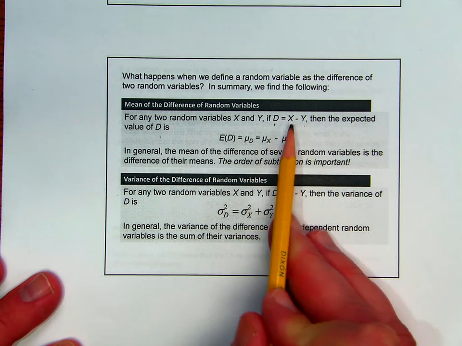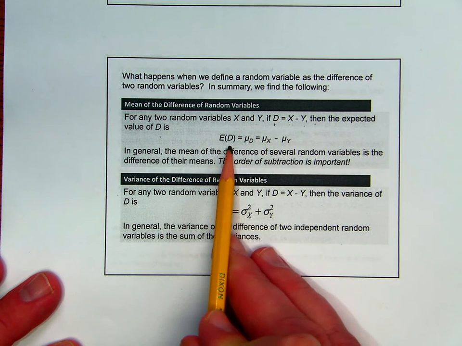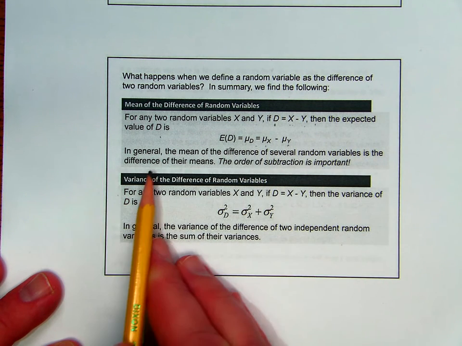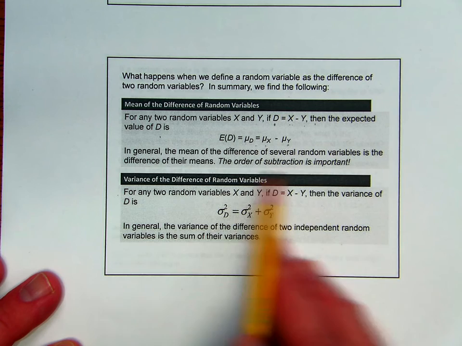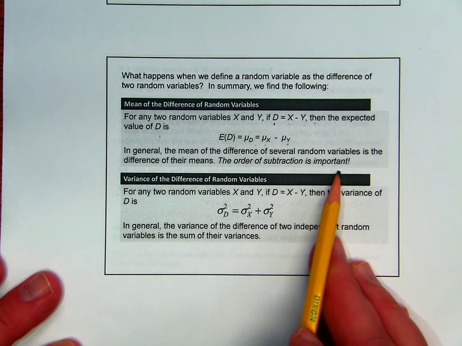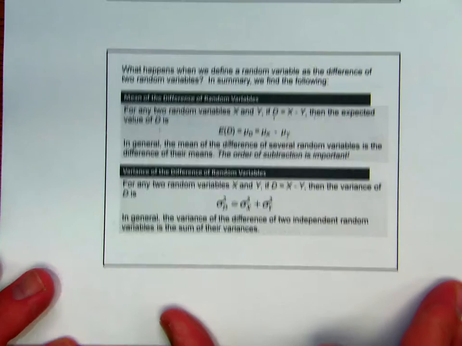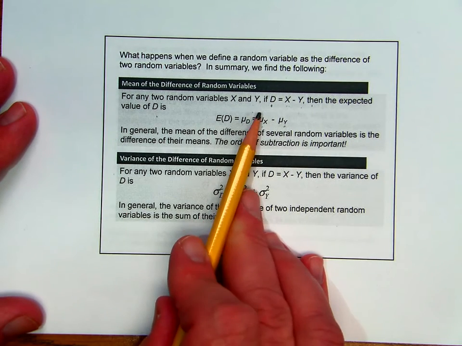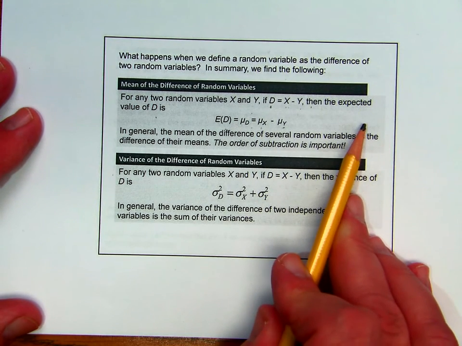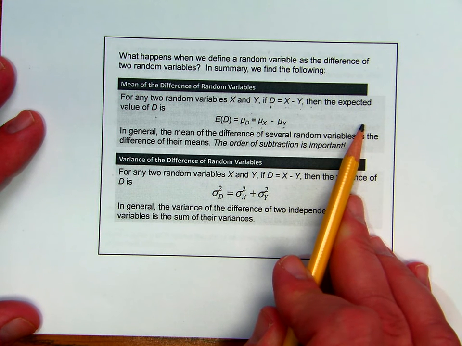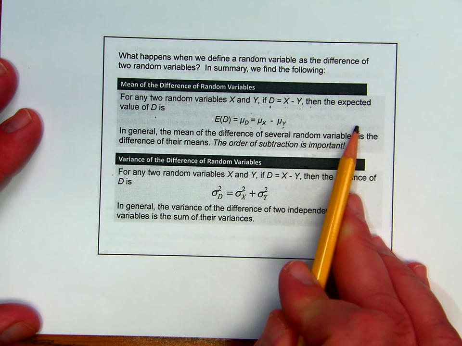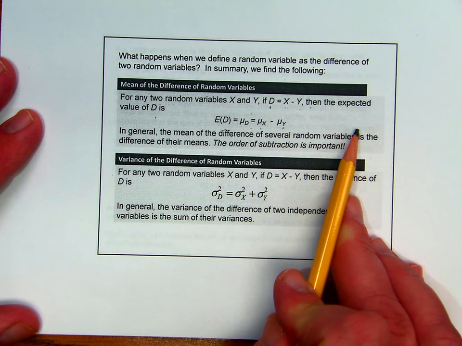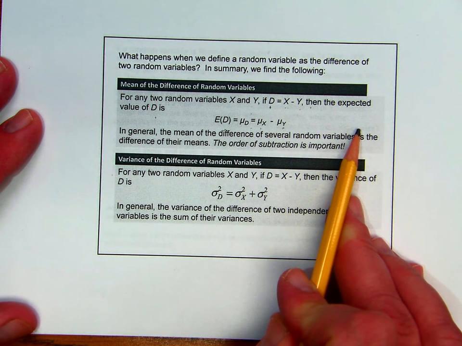So if you're subtracting two random variables, the mean of the difference is just the difference of the means. In general, the mean of the difference of several random variables is the difference of the means. And the order of subtraction is important in most situations. I don't know if it's addressed on a later slide or not, but I want to emphasize it here. We could always add means regardless of whether the variables were independent or not. You can always subtract means regardless of whether the variables are independent or not.